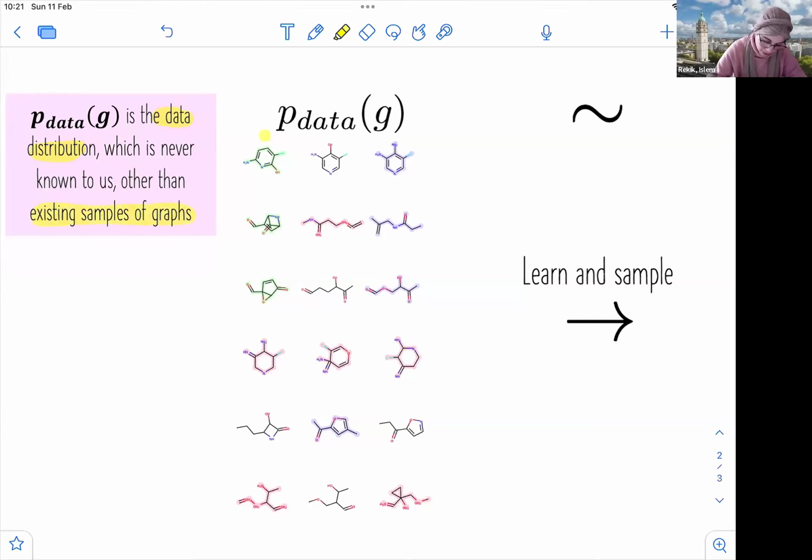So if we have these samples, P data we will simply represent by the distribution of the data that we have, which is the training data, okay? So here we can approximate it by the training data. So this is the train data here, okay? So the training graphs.